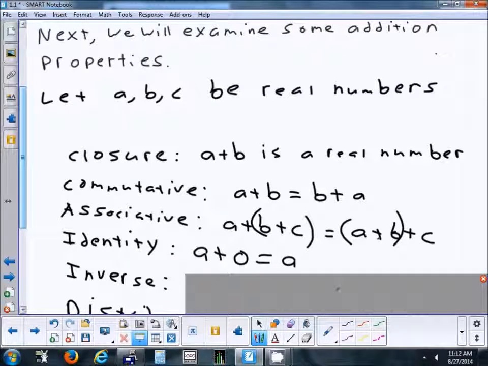Okay, when you talk about it for multiplication, what would be the identity property for multiplication? It's not multiplying by 0. That's not good. Multiply by 1. That's multiplied by 1.